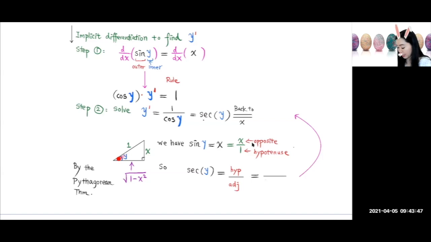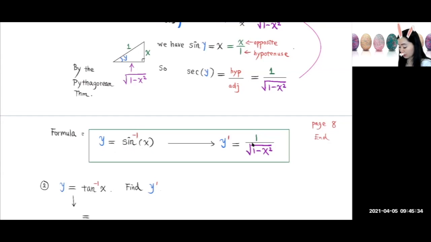Once you have this y triangle ready, you can express this back in terms of x. So secant of y: secant is the reciprocal of cosine. Cosine is adjacent over hypotenuse, so secant will be hypotenuse over adjacent. So this will be 1 over the square root of 1 minus x squared. So we put it back over here. We just discovered that for the function inverse sine of x, the derivative is 1 over the square root of 1 minus x squared. So we can use it as a formula. Do you understand now?